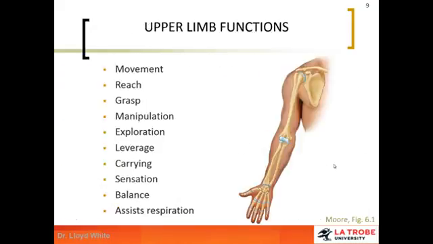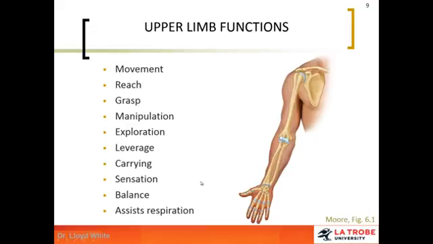So focusing a bit more on the upper limb and its functions, it's got a lot, and this is all to do with the mobility and the reduced stability. So we've got movement, reach, grasp, being able to manipulate objects and explore the environment around us, to be able to carry things and use the different segments of the upper limb as leverage to be able to lift things.